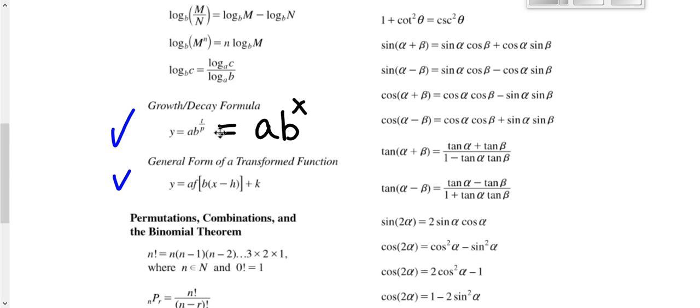Okay, now we are going to move on to this one here. Hope you are not intimidated by it. These two are literally the same thing. Look at this: a, b, x, a, b. Instead of just x, there is more content in the exponent, which is t over p. We'll look at what that means in a second.